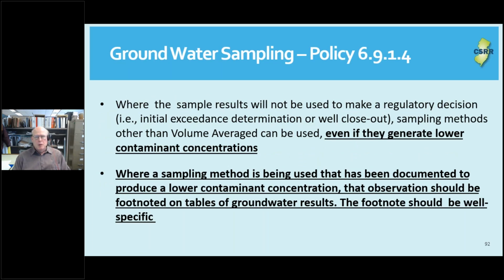Where the sample results will be used to make a regulatory decision, that is, an initial exceedance or well closeout, sampling methods other than the volume average method can be used even if they generate lower contaminant concentrations. Where a sampling method is being used that has been documented to produce a lower contaminant concentration, that observation should be footnoted on tables of groundwater results. The footnote should be well specific.